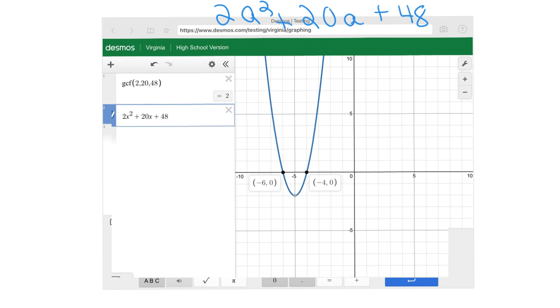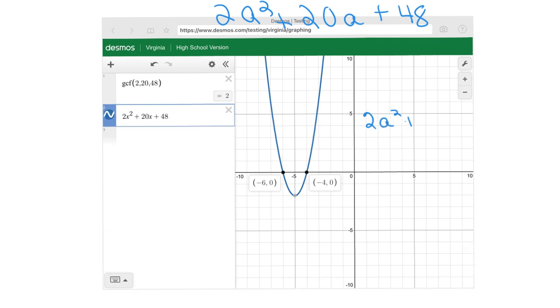Just like before, we have to make sure that we divide each term by the GCF. Okay, so that means I'm going to divide by 2. My GCF is always going to come first outside the parentheses, and I'm going to have a squared plus 10a plus 24. At this point, this is where we find the x-intercepts.